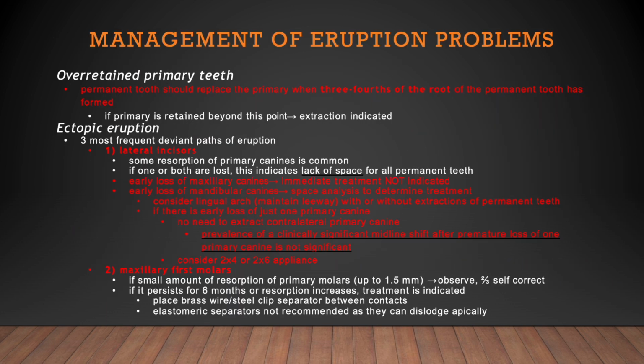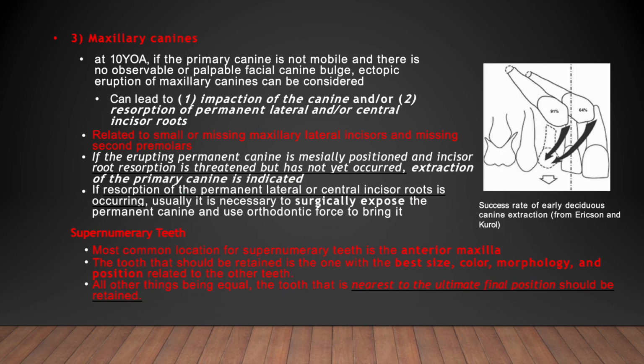Now, we talked about ectopic eruption of lateral incisors and maxillary first molars, and now we're going to talk about maxillary canines, which is very, very common. At 10 years of age, if the primary canine is not mobile, and the permanent canine is not observable or palpable as a facial canine bulge, you can expect an ectopic eruption of the maxillary canine. This can lead to impaction of the canine or resorption of the permanent lateral incisor or central incisor roots.